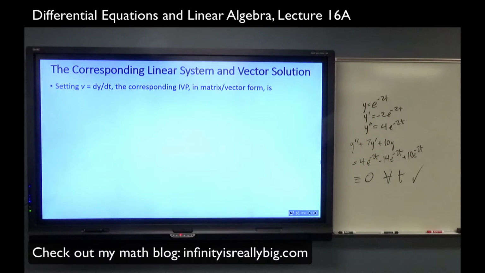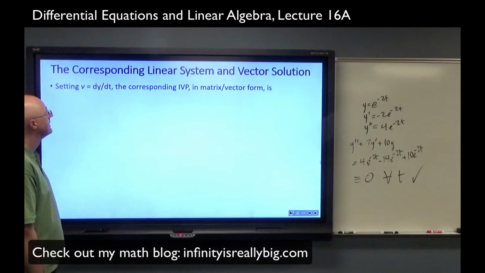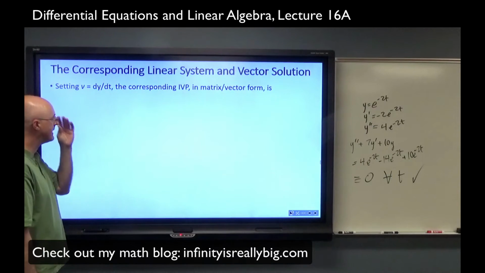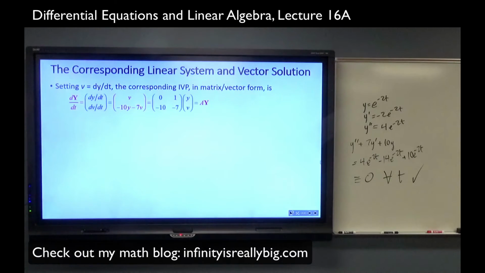So, introduce a new variable. Let v be dy/dt. In other words, v is the velocity. The corresponding initial value problem in matrix/vector form is then this.